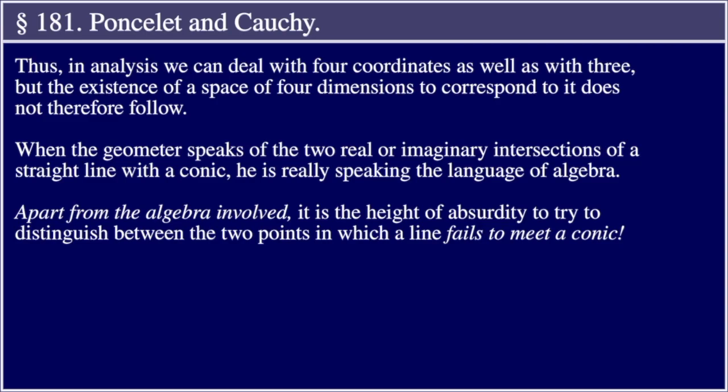When the geometer speaks of the 2 real or imaginary intersections of a straight line with a conic, he is really speaking in the language of algebra. Apart from the algebra involved, it is the height of absurdity to try to distinguish between the 2 points in which a line fails to meet a conic.